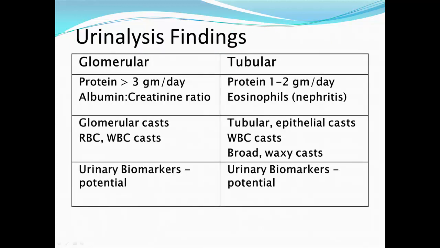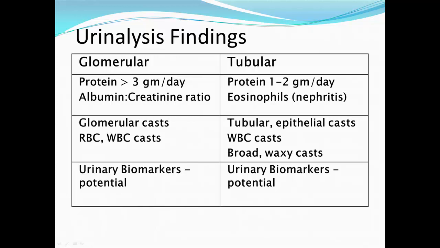So if we look at the urinalysis itself, remember, poor man's biopsy, we can take that to the level of comparing glomerular versus tubular disorders. If you look at the amount of protein, you can see a lot more protein in a glomerular pathology as opposed to a tubular pathology. We can look at that albumin to creatinine ratio much more effectively in a glomerular pathology. In a tubular pathology, we might want to look for eosinophils because that would tell us that the tubules are undergoing an allergic response.